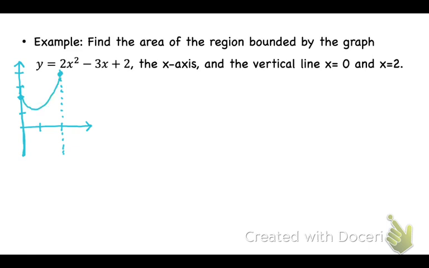Do we know where the vertex is? We could find negative b over 2a, right? Negative b, so it'd be 3 over 4. So 3/4, almost where I put it. That is very close. So if you want to find the vertex, find the vertex. But that's not important. You know that's what it looks like.